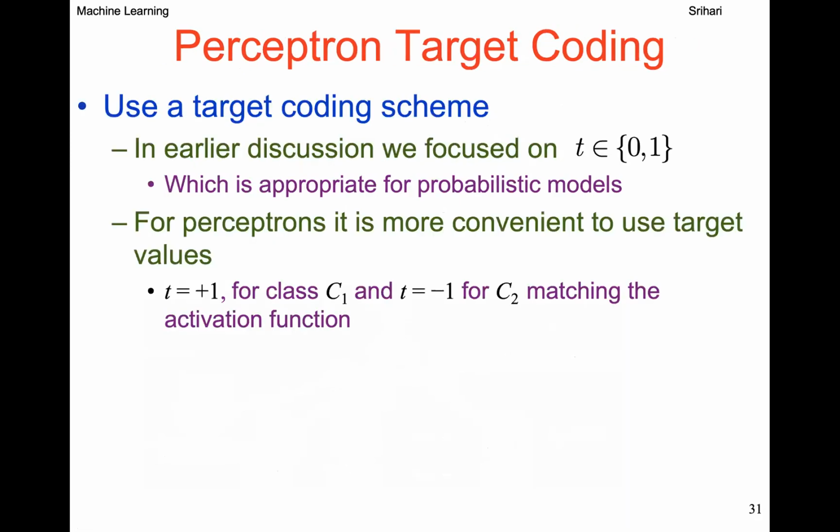And it uses a target coding. In earlier discussion, we had focused on t belonging to zero or one, which is appropriate for probabilistic models. So in probabilistic models, like logistic regression, we use the target value as zero or one. Here we are saying minus one or plus one. For perceptrons, it is more convenient to use target values, plus one for class one and minus one for class two.